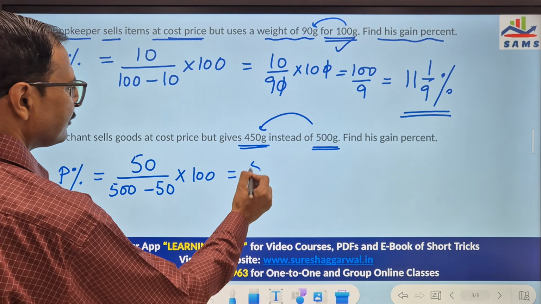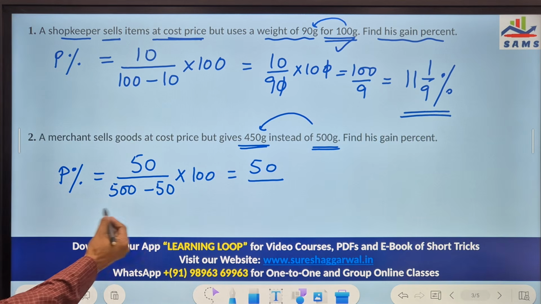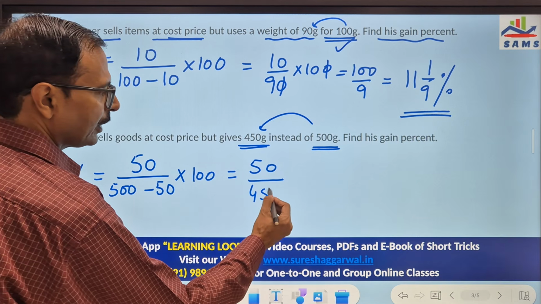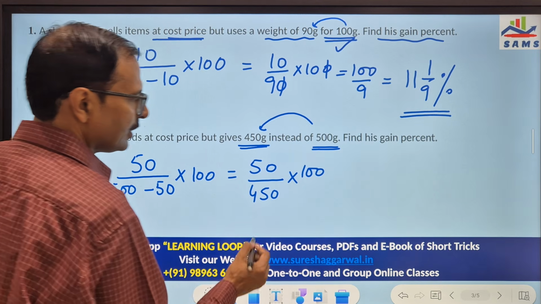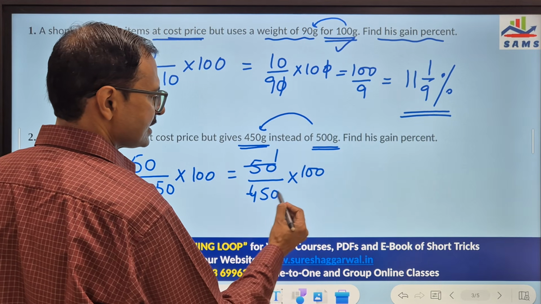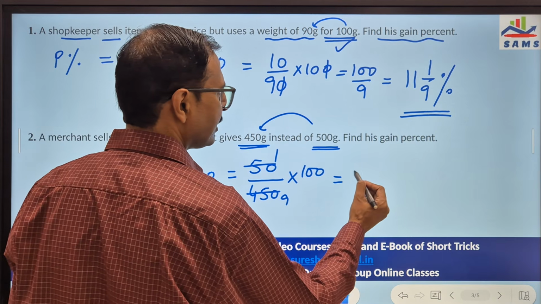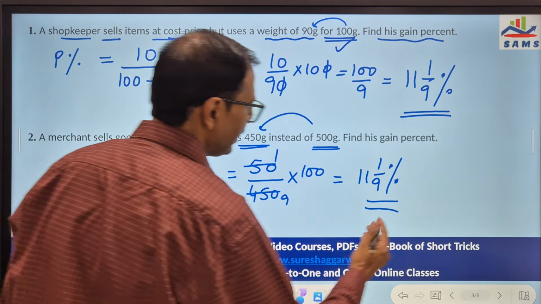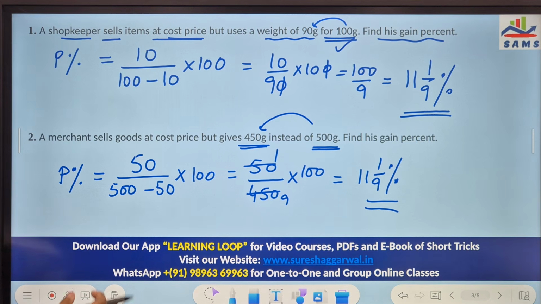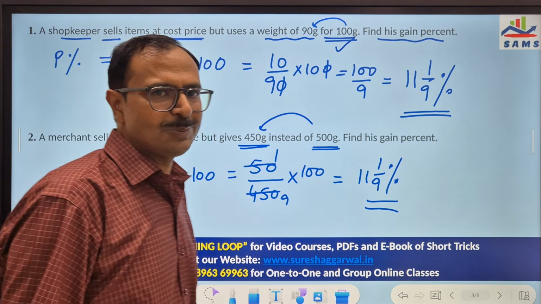So what will you get here? 50 upon 450, and that is times 100. So 50 cancels this exactly 9 times. So again 100 by 9, which is 11 1/9%, which is the profit percent in the second case also.